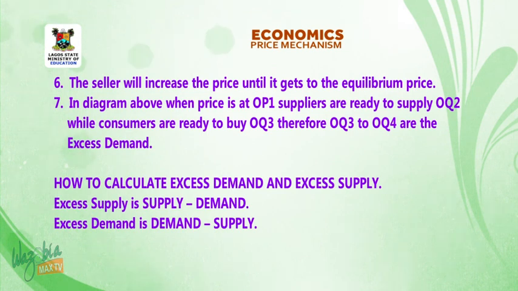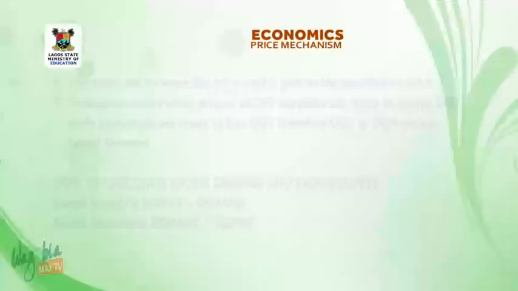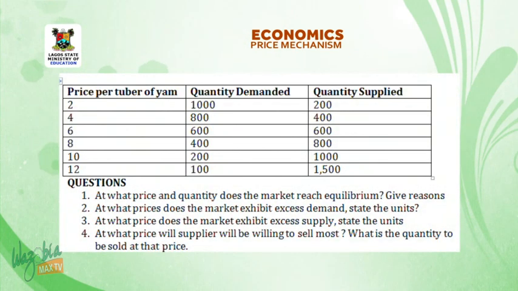How to calculate excess demand and excess supply? Excess supply is supply minus demand. Excess demand is demand minus supply. We are going to use a table for that. So we have a column of price per tuber of yam, quantity demanded, quantity supplied. Prices are 2, 4, 6, 8, 10, 12.